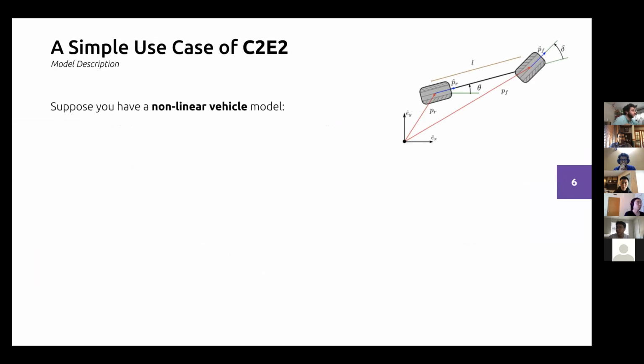Let's talk about a simple example of using this software, C2E2. Suppose you have a nonlinear vehicle model to verify. It's shown on the right. It's basically a bicycle model. The vehicle has two wheels, the front and the rear wheel. And here, L represents the length of the vehicle.